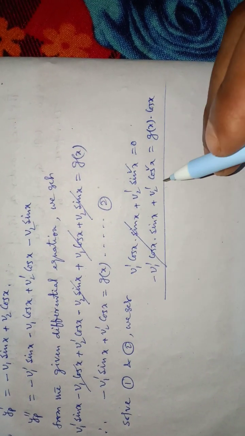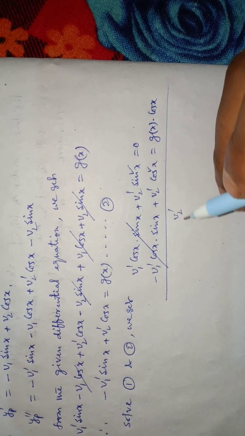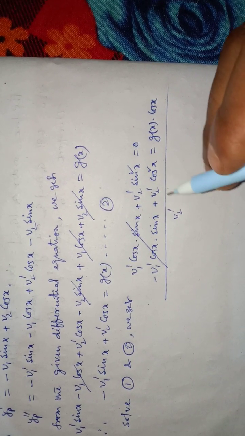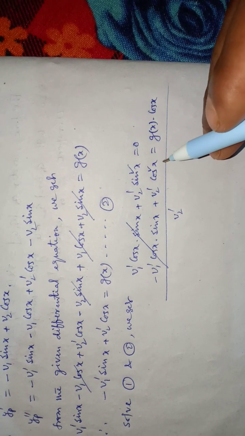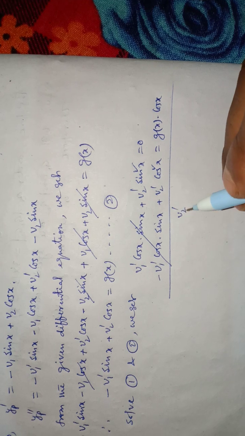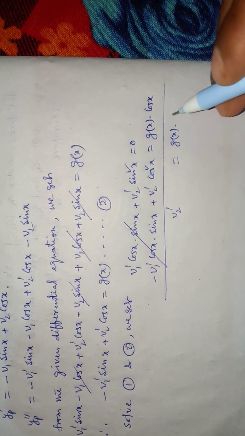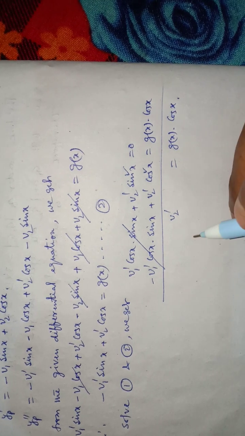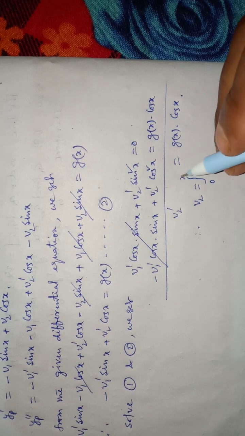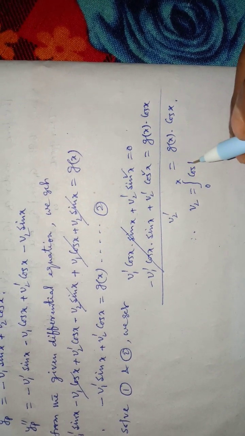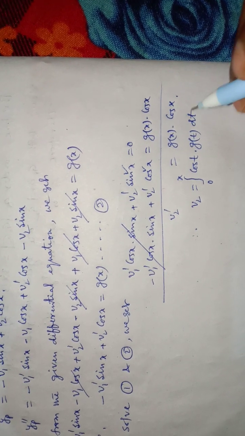This part is omitted, so v2 dash is common. So v2 dash into sin square x plus cos square x, that is 1. So v2 dash is equal to g of x into cos x. Therefore v2 is equal to integration 0 to x cos t into g of t dt.